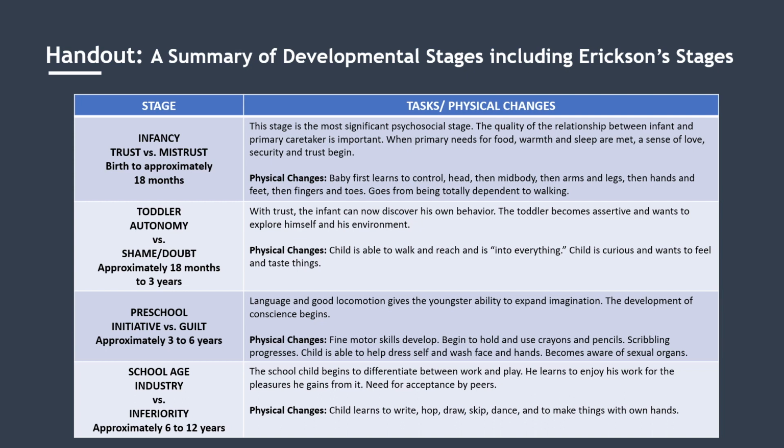School age. Industry versus inferiority. Approximately 6 to 12 years. The school child begins to differentiate between work and play. He learns to enjoy his work for the pleasure he gains from it. Need for acceptance by peers. Physical changes. The child learns to write, hop, draw, skip, dance, and to make things with their own hands.